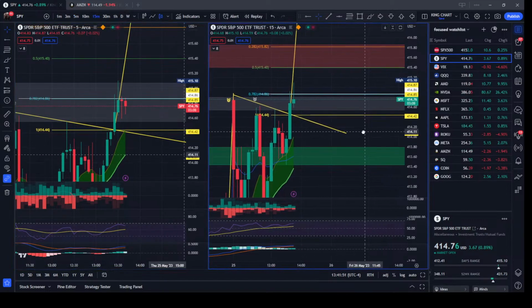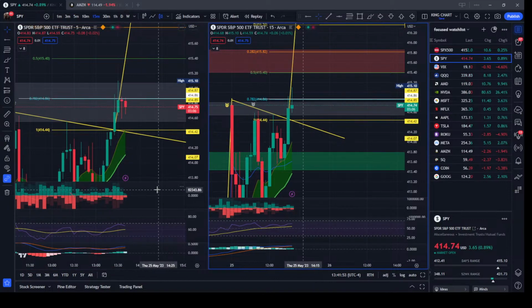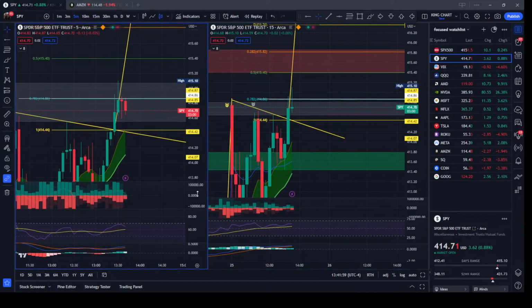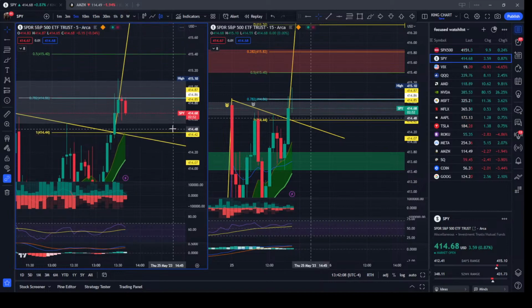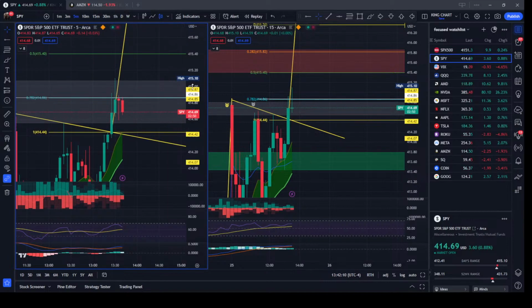Currently just waiting right now, see what SPY does on this next 5-minute candle. If you look at the volume here, the volume on the selling side is less than the previous candle. So let's see if it holds up and we pop back up. If not, then we'll just jump out of this trade.